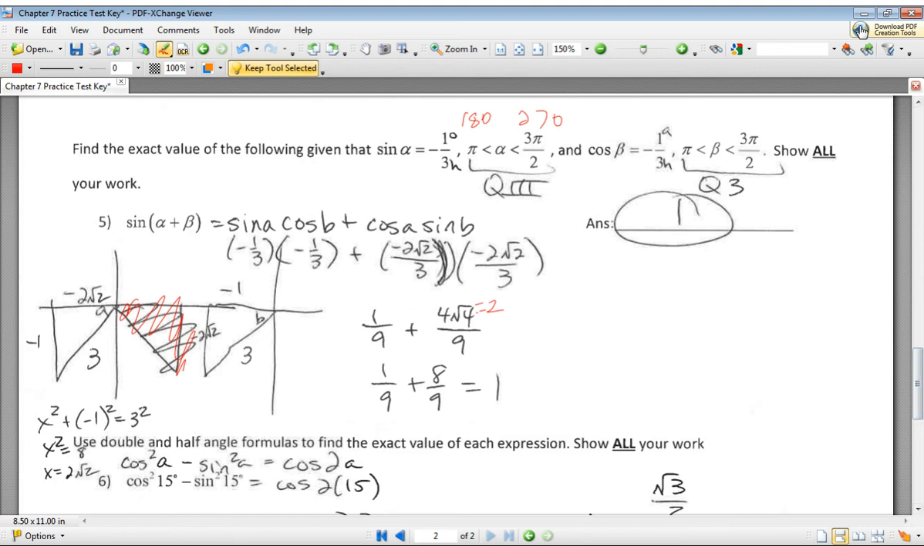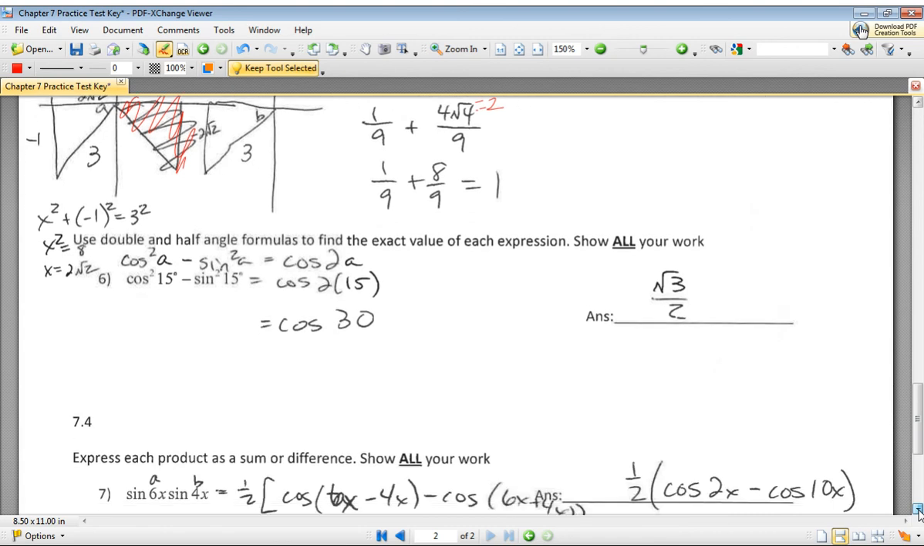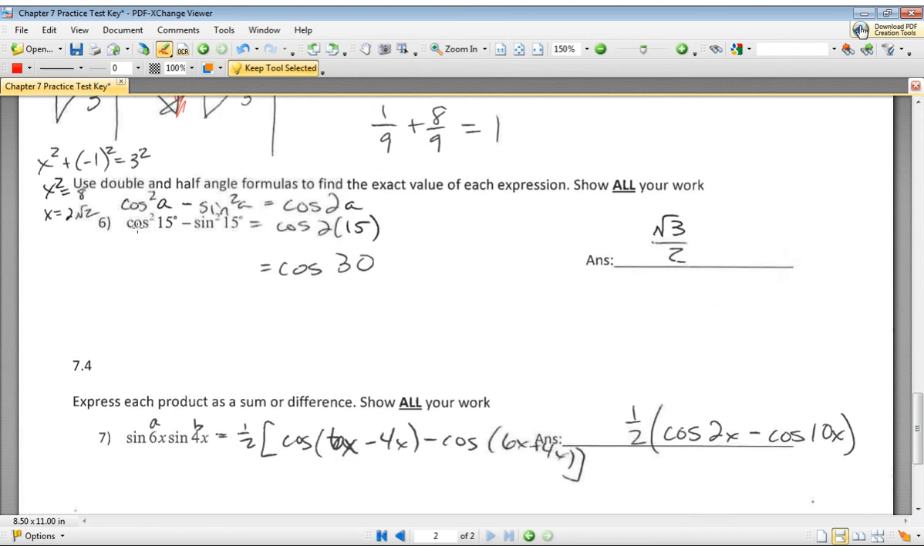Number 6 is a backwards problem. I want to say you had one similar to this on your quiz. So we have a problem that matches up with cosine squared A minus sine squared A. And if you look at your identity sheet, that equals cosine 2A. So now, since it's backwards, we'll have to work backwards. Well, what is A? A is 15. Plug it in over here. So we have cosine of 2 times 15, which is cosine of 30. Look on your unit circle, and that is radical 3 over 2, and we are done.